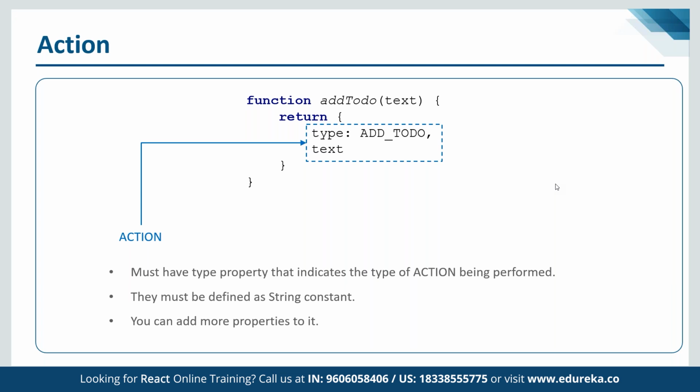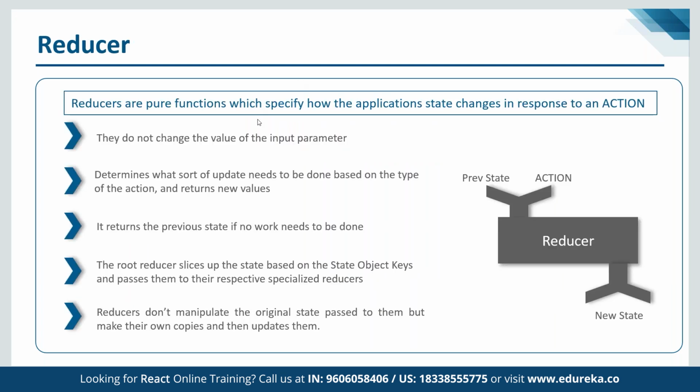So after action, we have something called a reducer. Actions describe the fact that something happened, but they don't specify how the application state changes in response. This is the job of reducers. Reducers are pure functions which specify how the application state changes in response to an action. It is based on the array reduce method, which accepts a callback, a reducer, and lets us get a single value out of multiple values, such as summing up integers or accumulating streams of values.